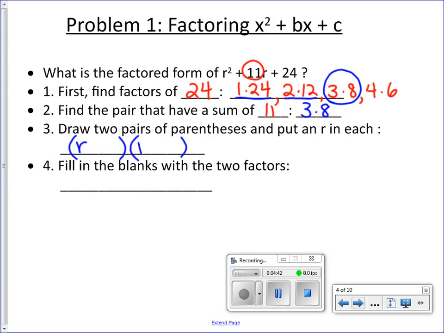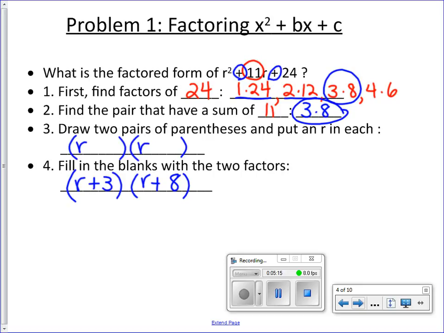Our first term is r squared, so we know that the first term in each binomial has to be an r. And then we fill in the blanks with the two factors. All right, so let me just draw it again. Because all of our signs are plus, we know that our signs are going to be plus here, and we can take our pair 3 and 8. 3 goes in one and 8 goes in the other.